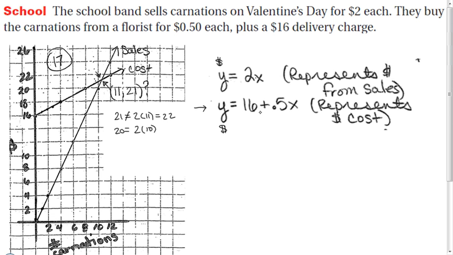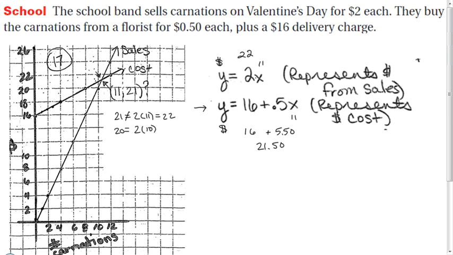If I go and check in this other one, because maybe it's 11, when I put in 11, 50 cents times 11 is actually going to be $5.50 plus the $16. And so I end up with a cost of $21.50 for 11 carnations, whereas my revenue for 11 carnations was $22. So they're about 50 cents off.